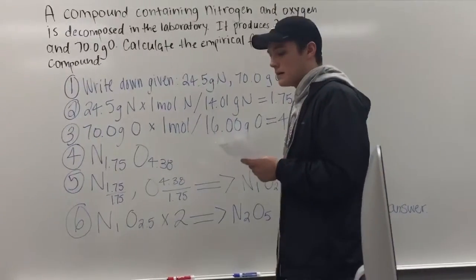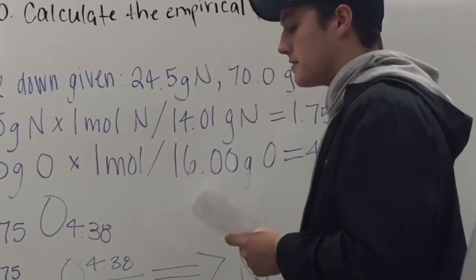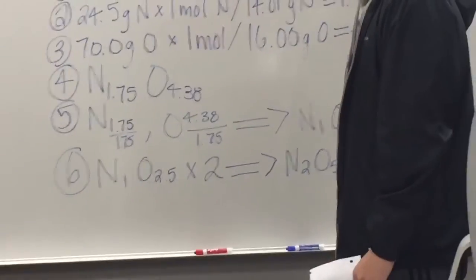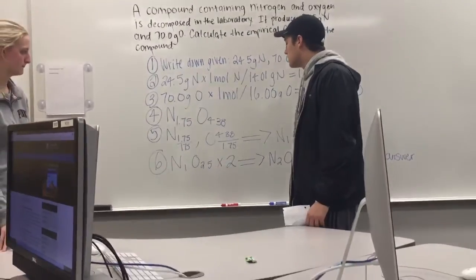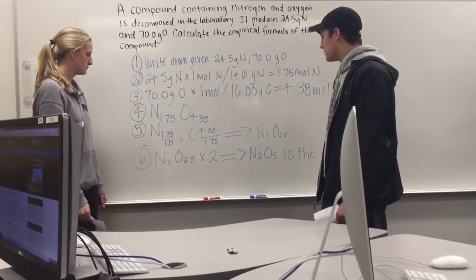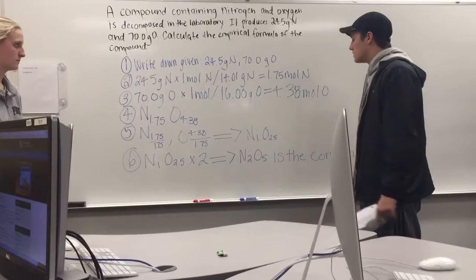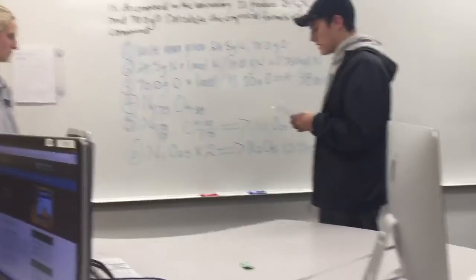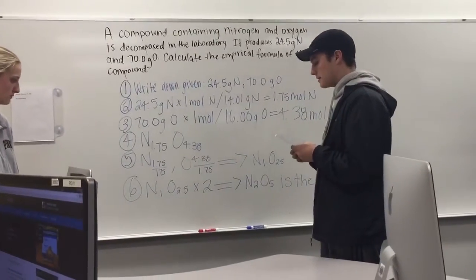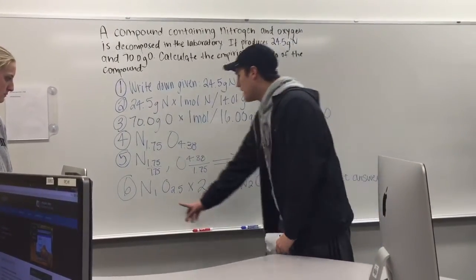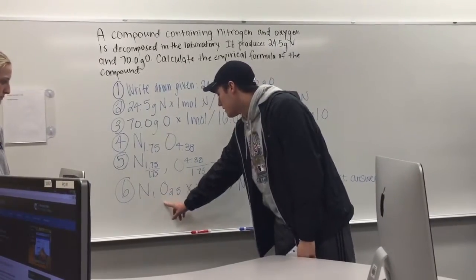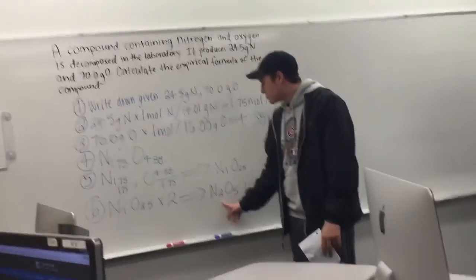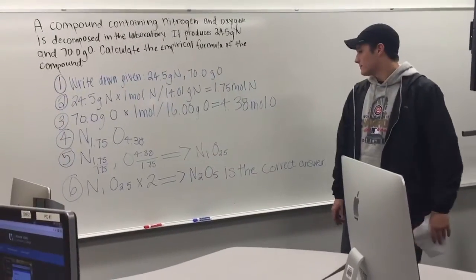So next you're going to want to divide all the subscripts in the formula by the smallest subscript. So it's going to be nitrogen 1.75 divided by 1.75, and then oxygen 4.38 divided by 1.75, and then you're going to get N1 oxygen 2.5. And then the final step is to multiply the subscripts by a small whole number, 2 in this case, to get whole number subscripts. And that's going to be nitrogen 1 and then oxygen 2.5 times 2, and then your answer is going to be nitrogen 2 and then oxygen 5.